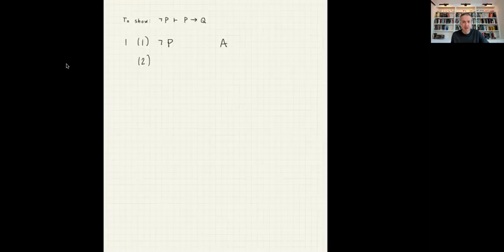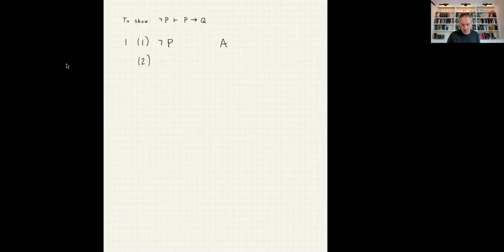In this case, I'm going to recommend something slightly different. Let me just give a little hint about another strategy. We saw a little while ago that from if P, then Q, you can derive if not Q, then not P. That's contrapositive. So if P, then Q gives you if not Q, then not P. And in fact, those two are equivalent. From one, you can get the other, and vice versa.